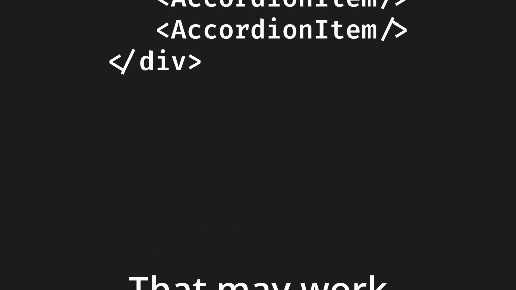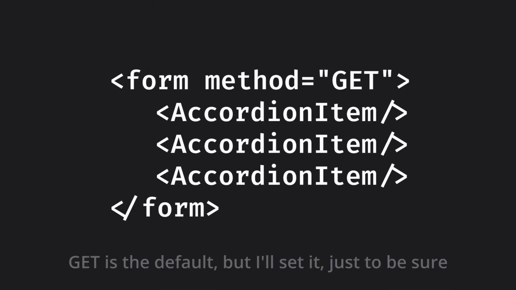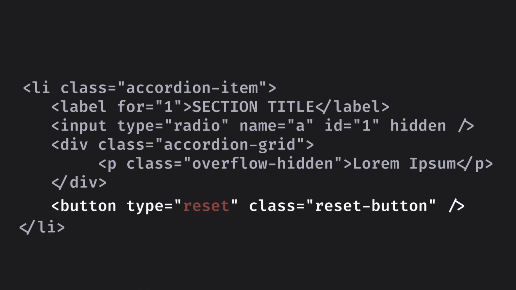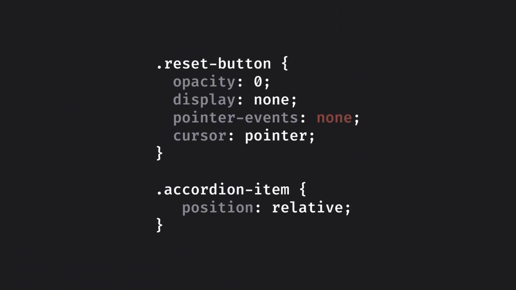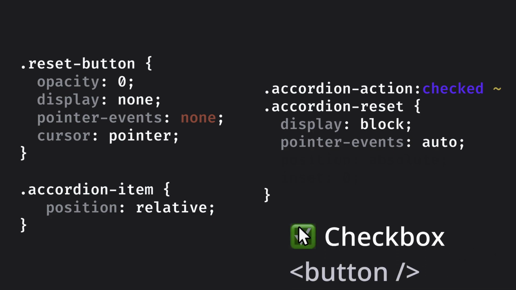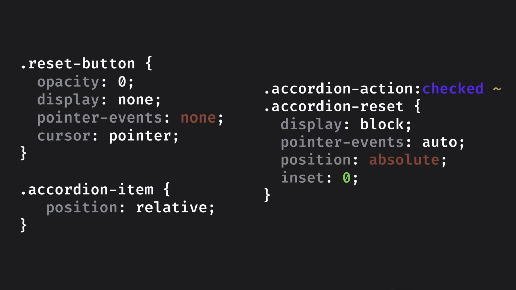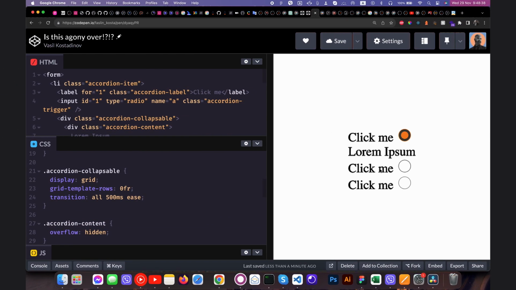That may work. I just need to wrap my content with a form and set a get method so that it doesn't refresh my page by accident. Then I need to add reset buttons on the bottom of every list element. Just a little bit of styling to make them invisible, and some more styling to make them visible only when the item is checked. Position them absolutely so they occupy the whole space of the item, and it works!